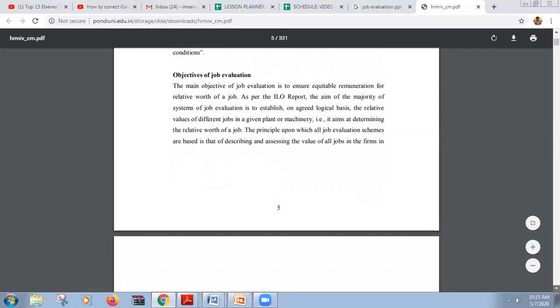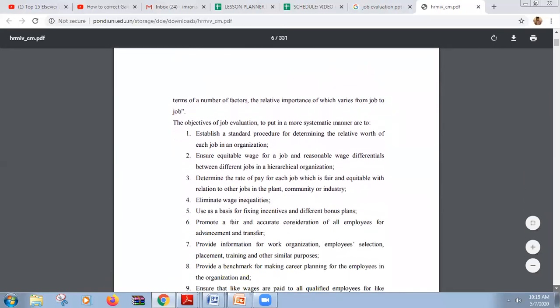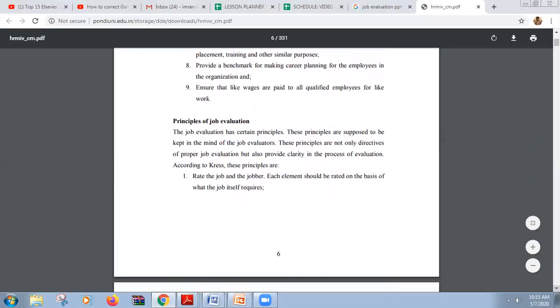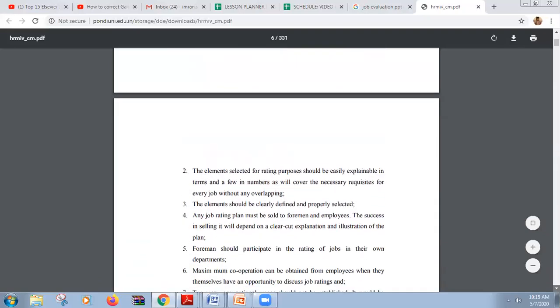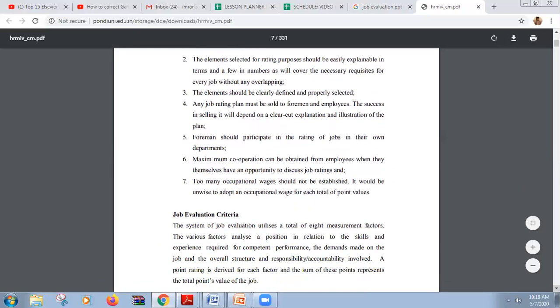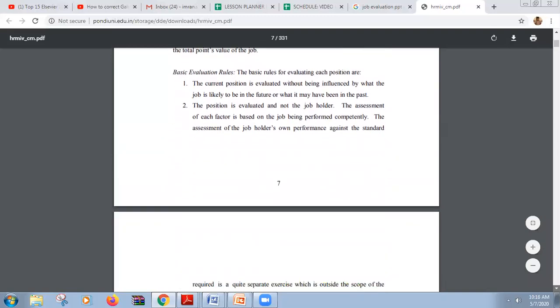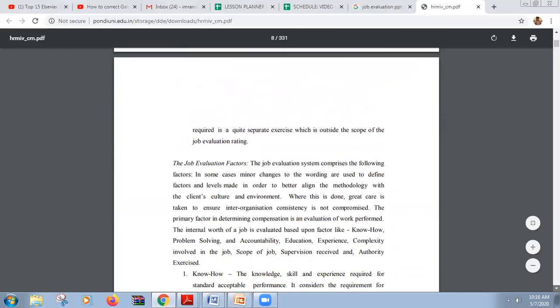Then again, we evaluate this job against the other jobs. Next, job evaluation criteria. These are the basic rules: we have to evaluate the job and find the exact worth of this job. Basic criteria and job evaluating factors are there.